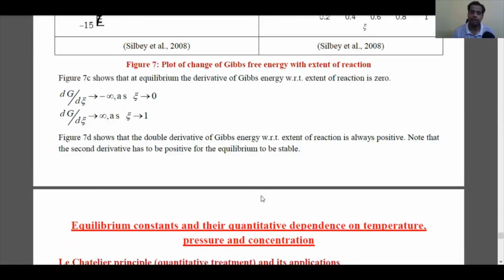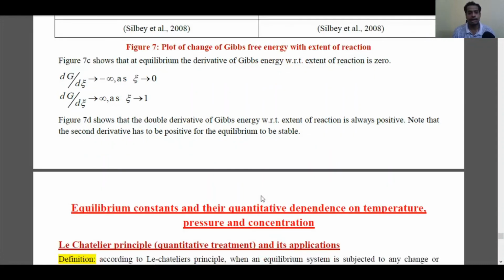So with this we will stop here. Next session we will discuss the equilibrium constant and Le Chatelier's principle.